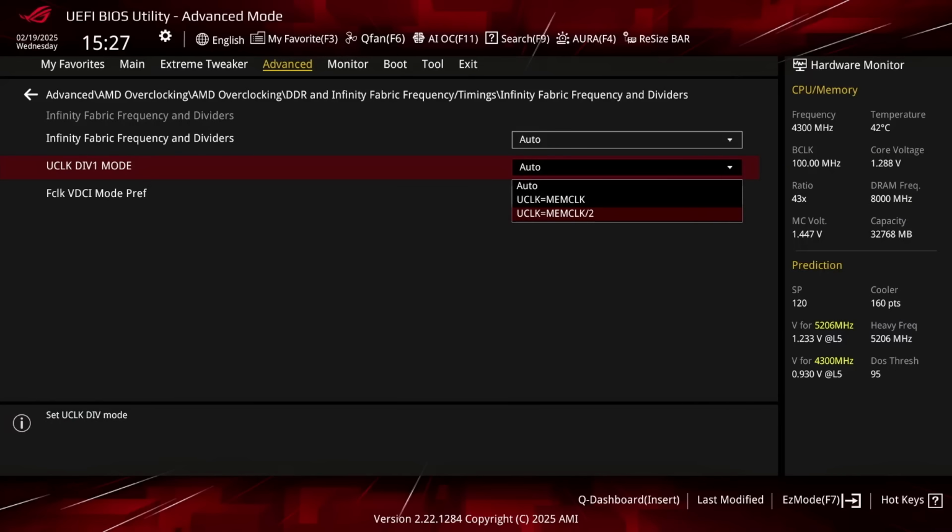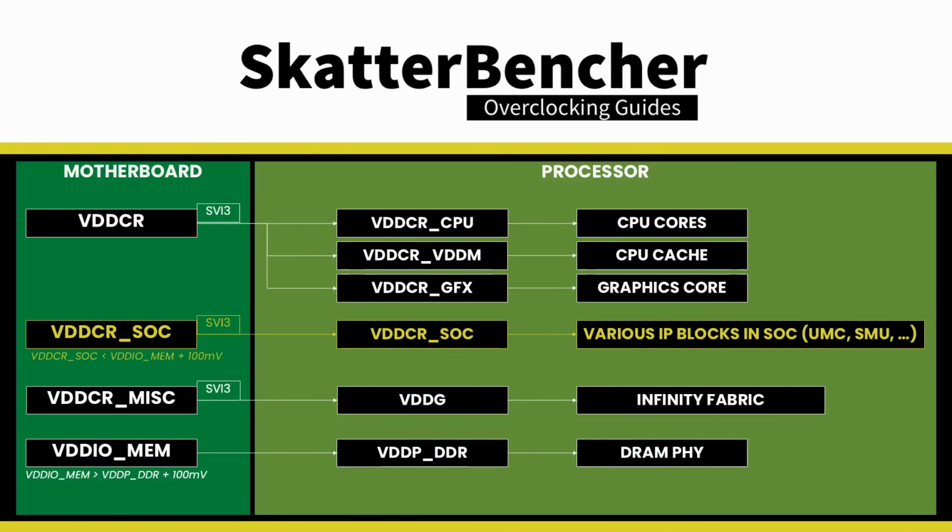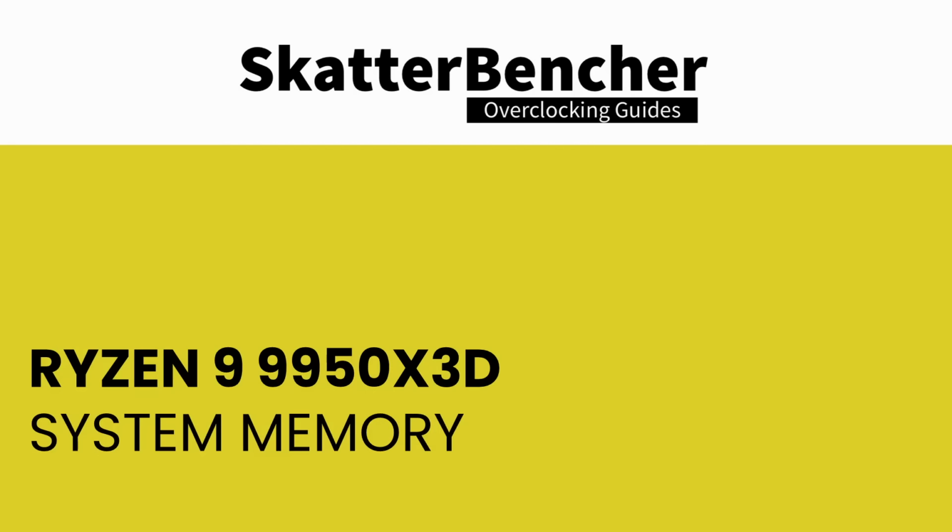The VDDCR SoC voltage rail provides the external power for multiple internal voltage regulators on the SoC for various IP blocks, including the memory controller. The VDDIO MEM voltage rail is related as it provides the external power for the VDDP DDR5 bus signaling. The last piece of the memory subsystem performance is of course the system memory.